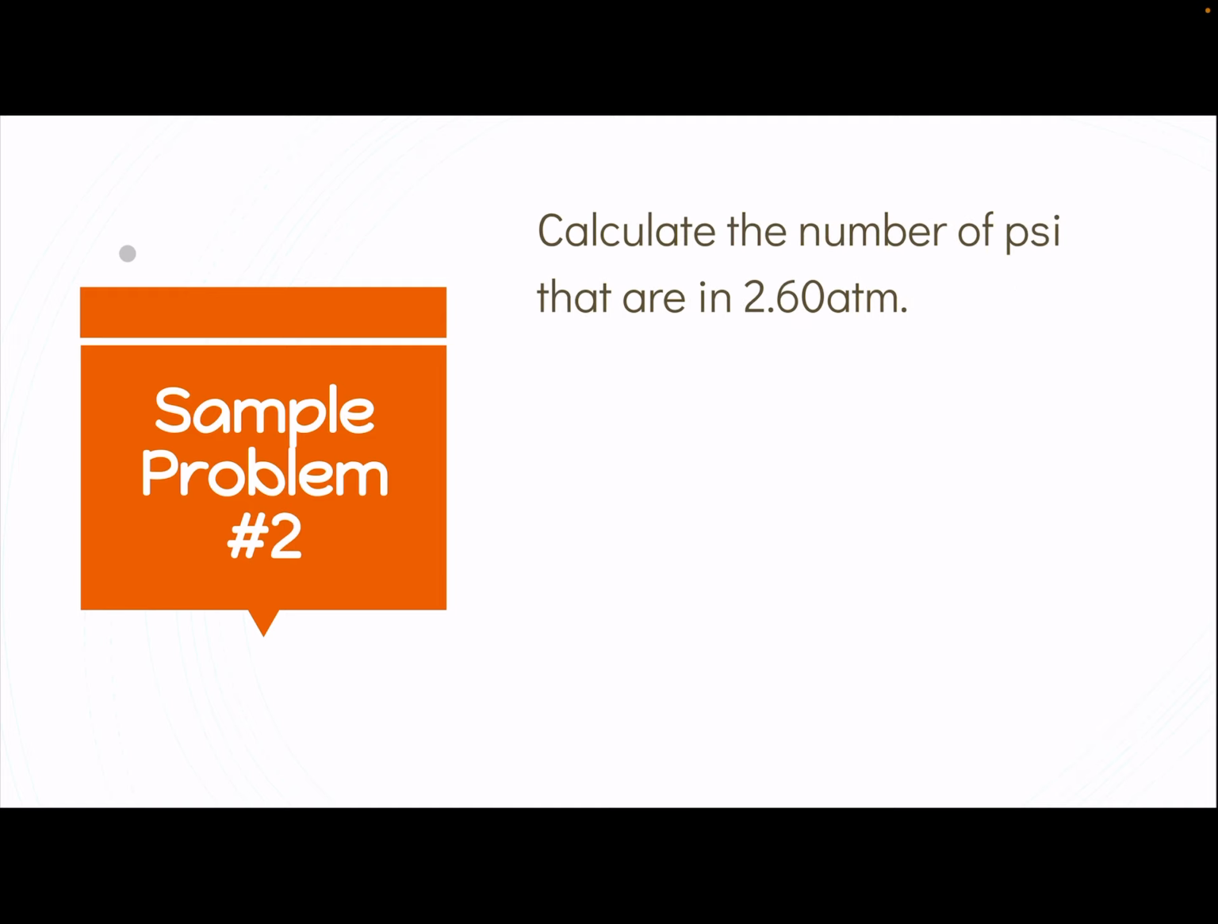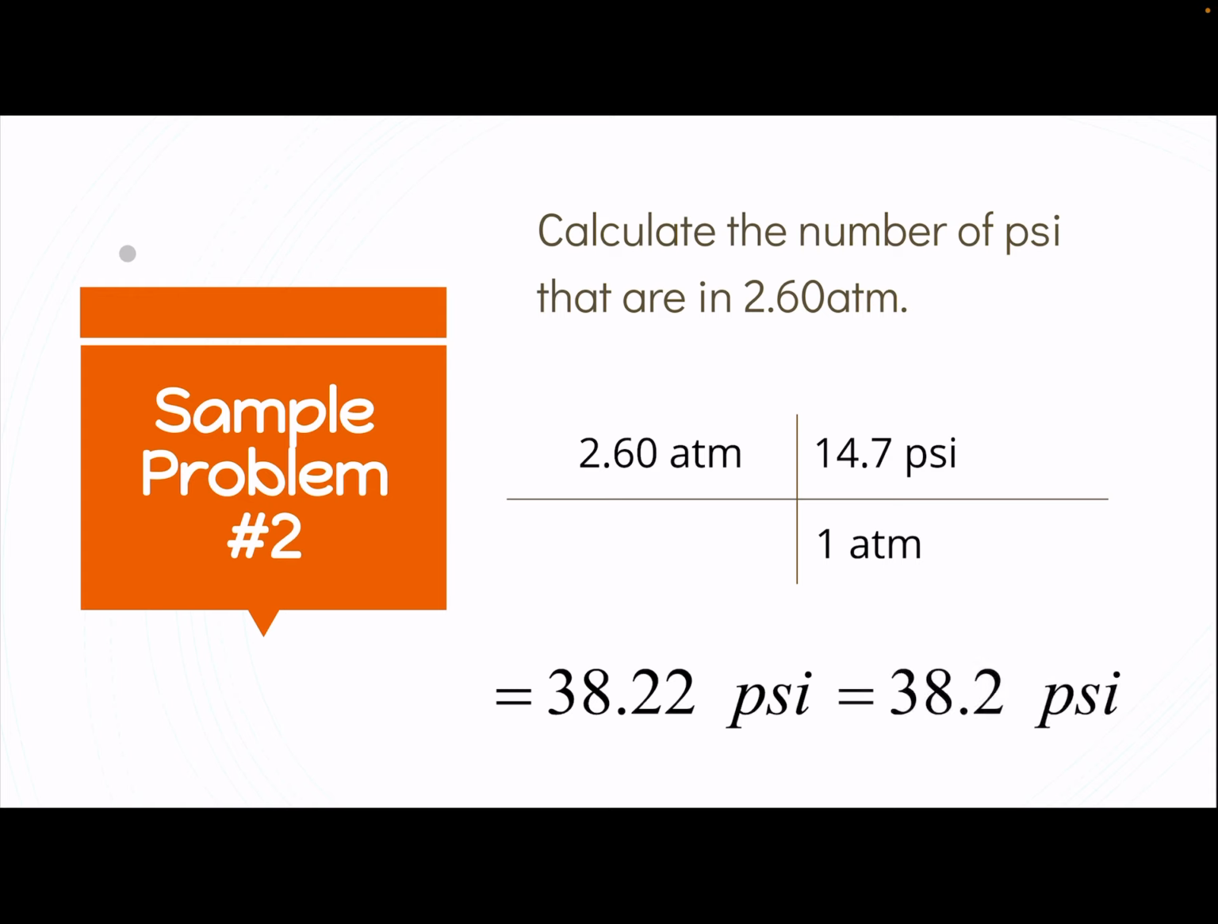Okay, y'all go ahead and try this one. Find the number of PSI that are in 2.60 atmospheres. Pause the video and try this for yourself. Okay, let's see if you got it correct. So we have 2.60 atmospheres. 1 atmosphere was equal to 14.7 psi. And when you factor in sig figs, 2.60 atmospheres is equal to 38.2 psi.